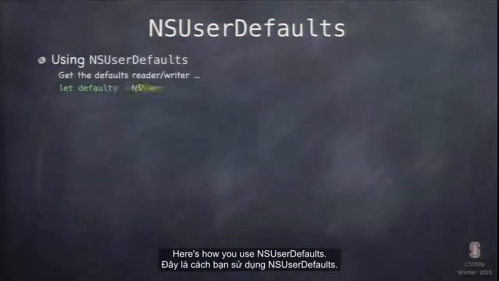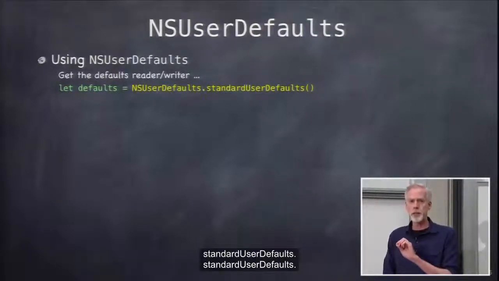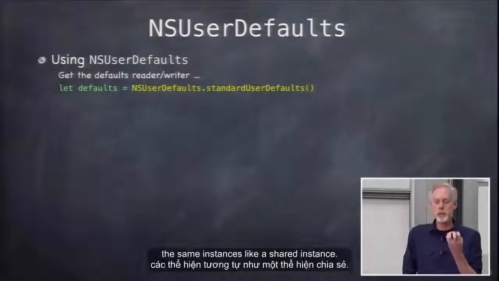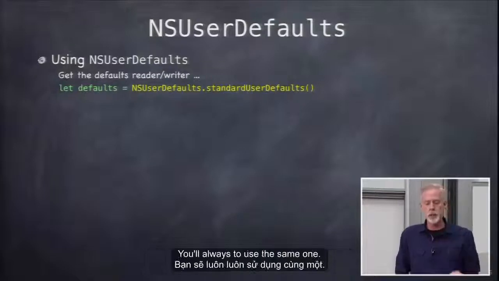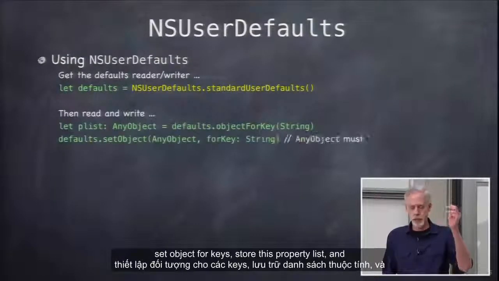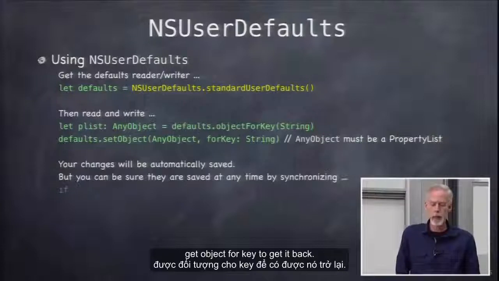Here's how you use NSUserDefaults. You use this type method in NSUserDefaults called standardUserDefaults. This gives you an instance of an NSUserDefaults. You're always going to use this same instance. It's like a shared instance. We always use the same one. And then you just send it messages like, you know, setObject:forKey:, store this property list, and objectForKey: to get it back.